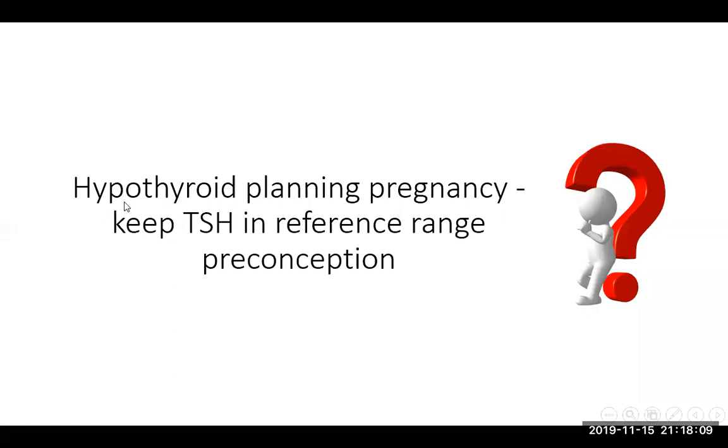Another question asked about a hypothyroid patient planning pregnancy, TSH target. This is a repeated question in the previous years; every year this question is repeated. The target of TSH in a hypothyroid female planning for a pregnancy is less than 2.5.